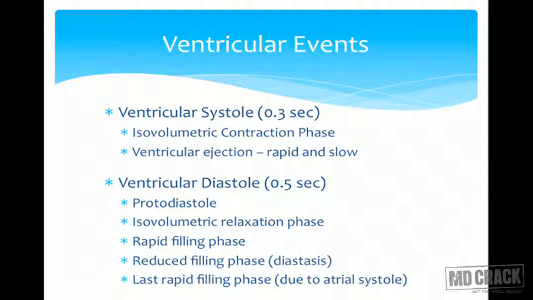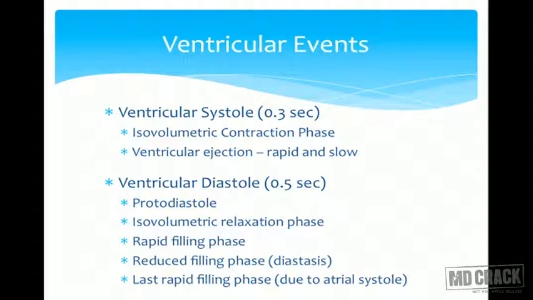So what will happen in the next phase? Rapidly the blood from the ventricle will go into the aorta. This is called the ejection phase. Initially the pressure inside the ventricle will be too high. The ventricle is in the state of contraction, so rapidly the blood will be ejected out. This phase is again subdivided into the rapid ejection phase, and later on the slow ejection phase.